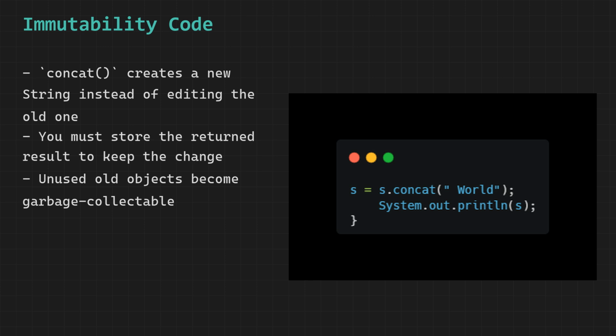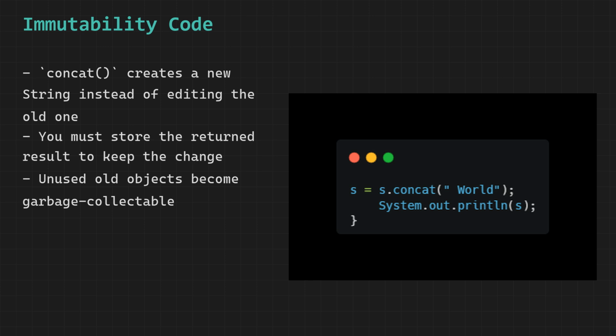The original remained untouched. In the second part we write s equals s.concat with world passed into it. This time we are assigning the result back to s. So what happens is concat creates a new string object containing hello world in memory. Then the variable s is updated to point to this new object. S no longer points to the original hello. It now points to hello world. When we print s, the output is hello world.